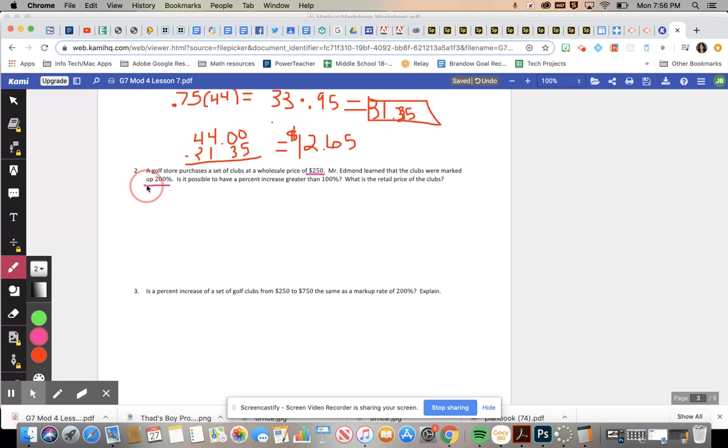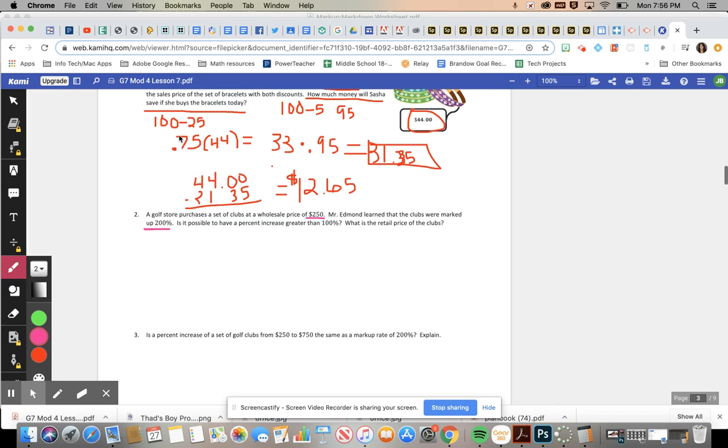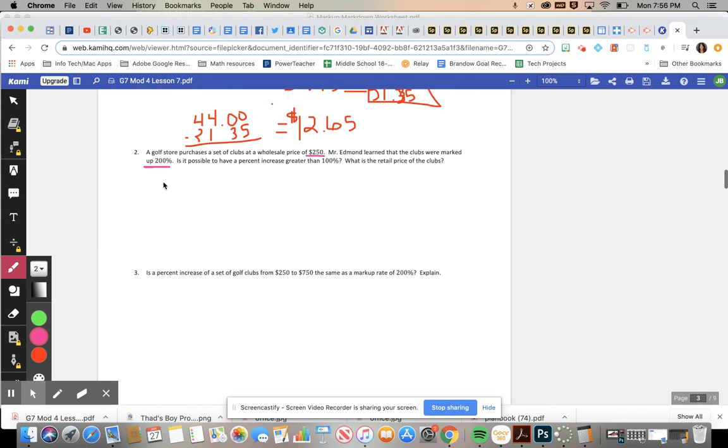Yeah, basically the stores can mark it up as high as they want. They can even go up to 500% markup. That's kind of up to them. Although if they go too high, nobody's going to buy that product, but they can mark it up as much as they want. So here it's a markup. So instead of subtracting our percent, we're going to add it.